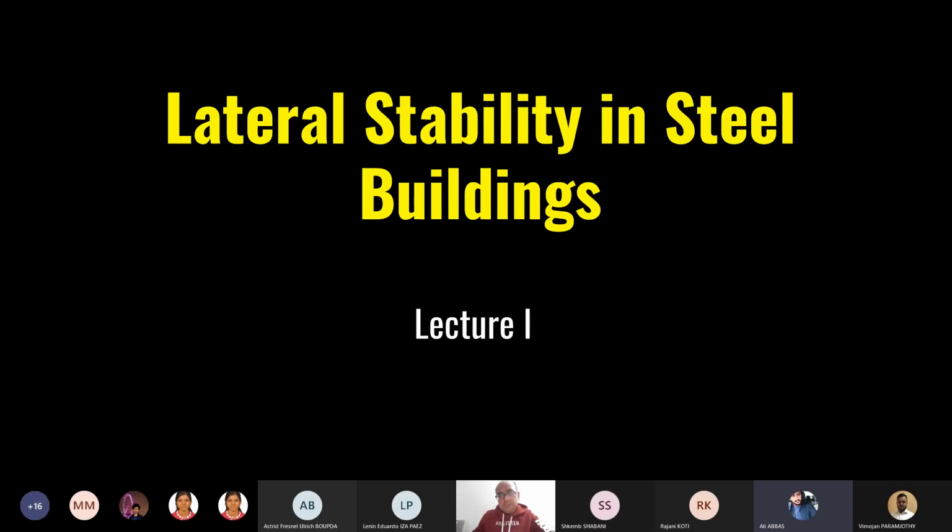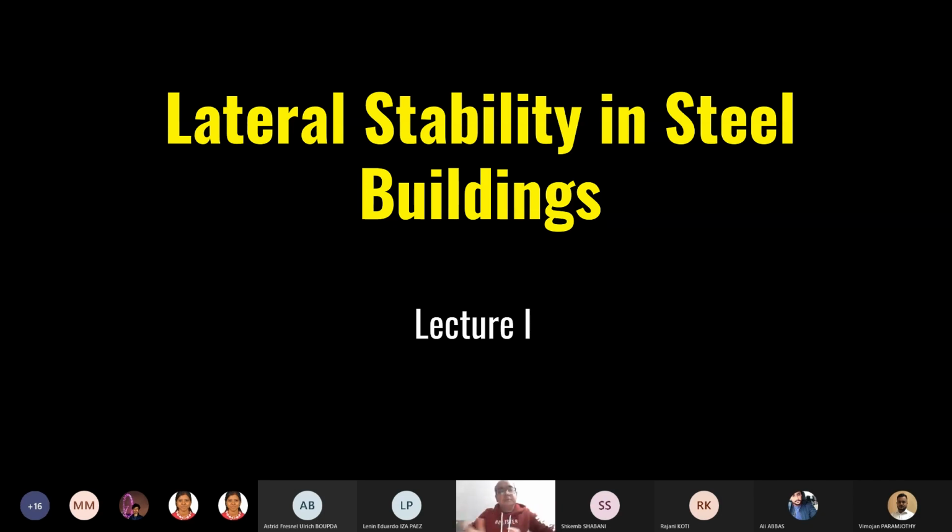So the purpose of today's lecture is to talk about lateral stability of steel buildings, which is very important. Up to now, we have covered design of structural elements, which means that we have covered detailed design of tension members, detailed design of compression members, detailed design of restrained and unrestrained beams, and detailed design of plate girders. But we have talked about the components. The main thing I will talk about today is lateral stability.